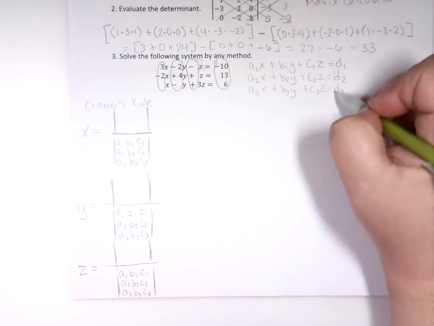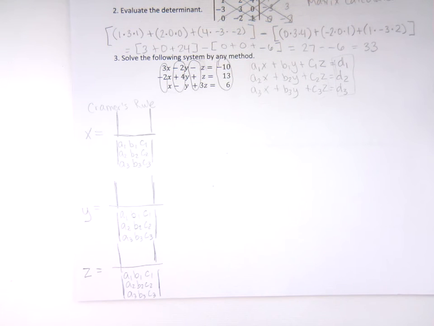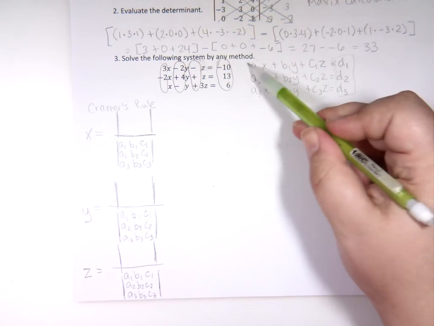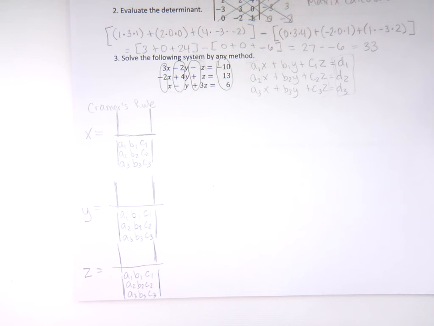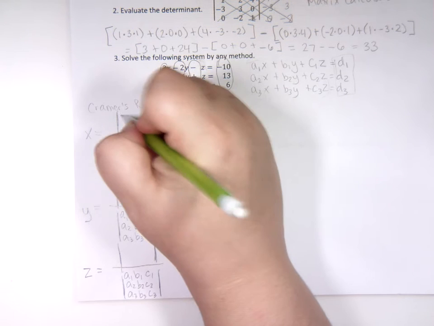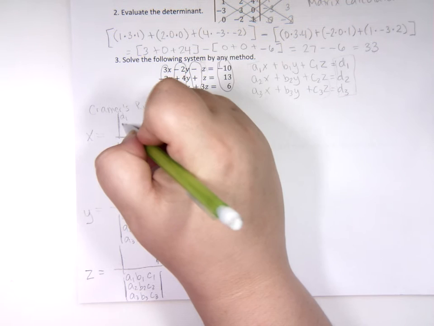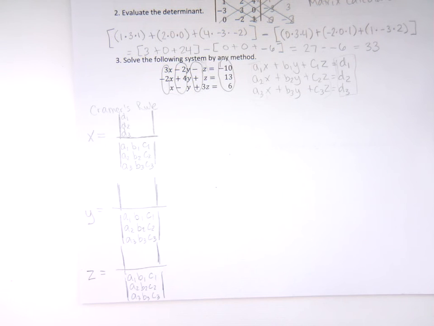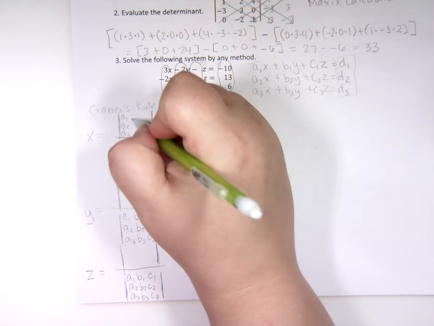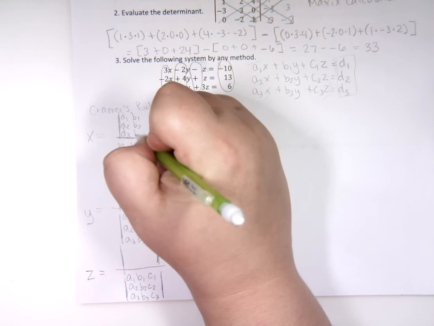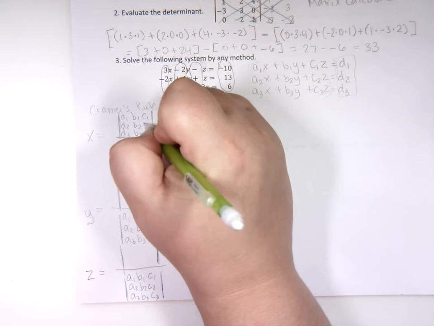your D column is going to replace the A column, because that is the set of coefficients that's with x. So instead of A1, A2, A3 going down, it's going to be D1, D2, D3 going down. So D is going to take the place of A, and then everything else stays the same. The B column stays the same, and the C column stays the same.